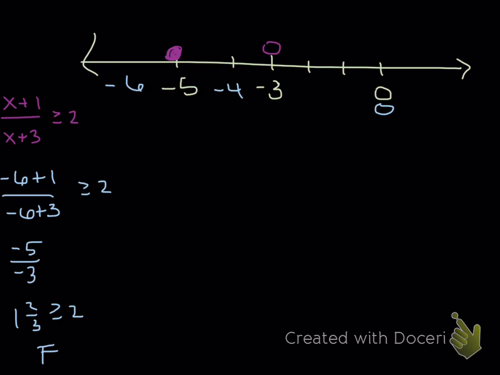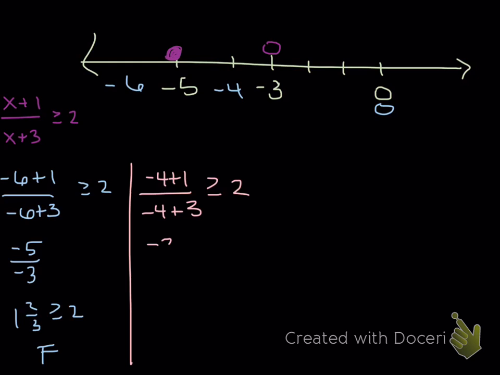Next region we're going to test is negative 4. So I have negative 4 plus 1 over negative 4 plus 3. So I'll get negative 3 in the numerator over negative 1 in the denominator, which is a positive 3. This statement is true. So I shade from negative 5 up until negative 3. Again, I can't go past the negative 3 until I test 0 and see if that region works.